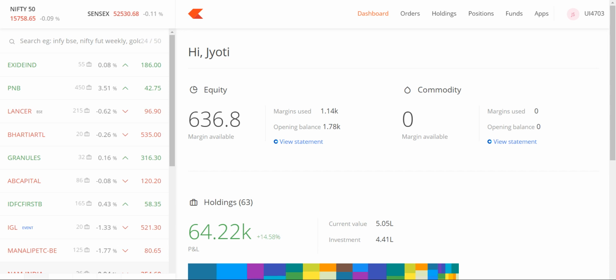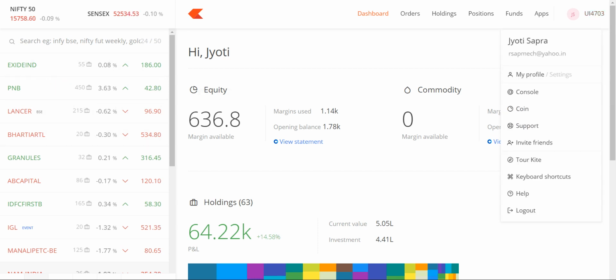So today's topic is how to pledge your shares in a Zerodha account, what is the use of pledging the shares, and how you can use the pledge margin which you receive from the stocks. So let's talk. This is the home screen of Zerodha.